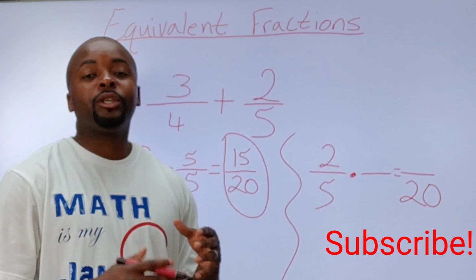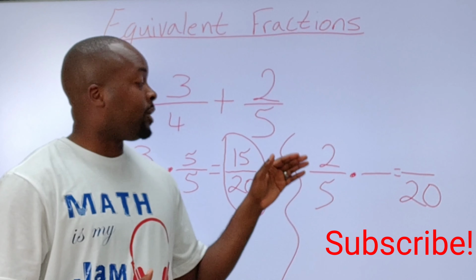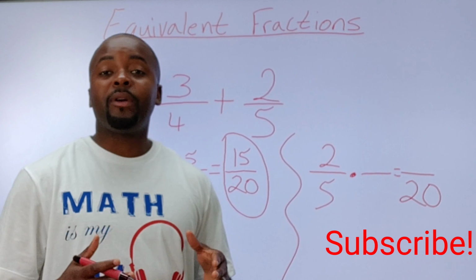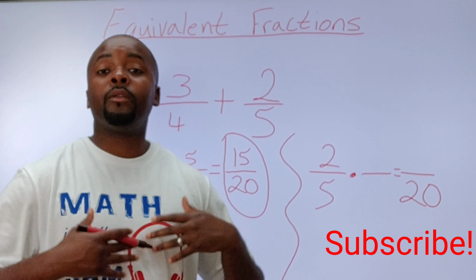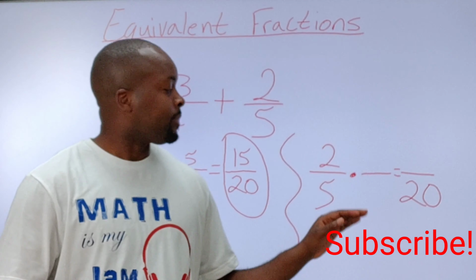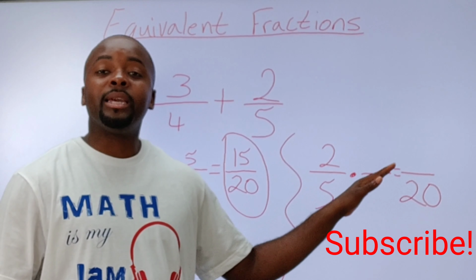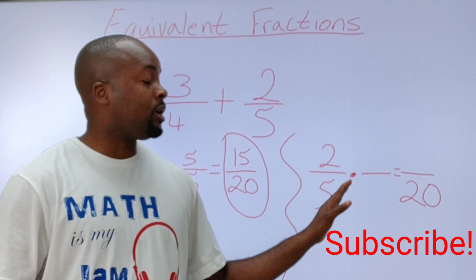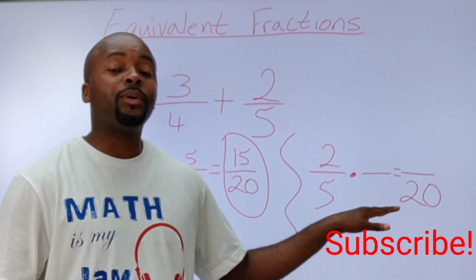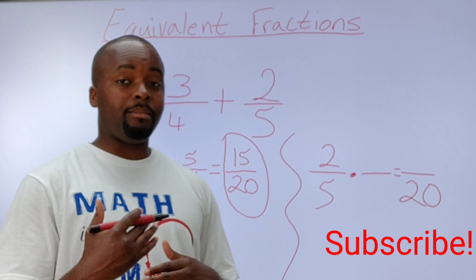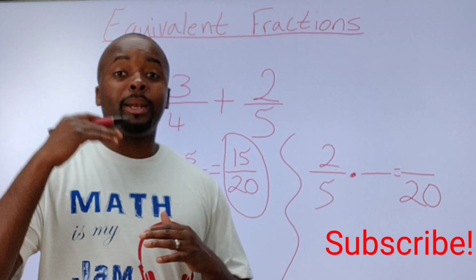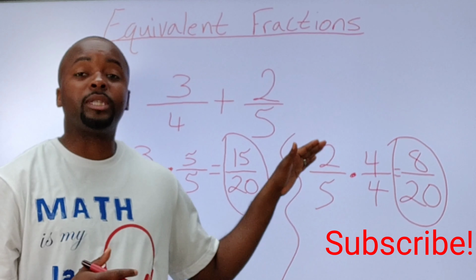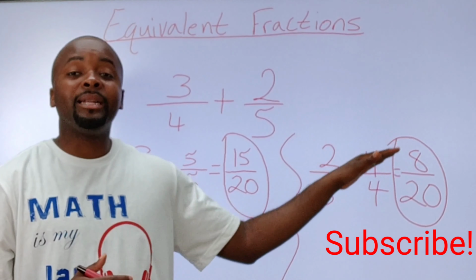And on this side, guys, you're going to do the exact same thing. You're going to say 2/5 times some fraction equals some fraction with a denominator of 20. You guessed it. And so 5 times what equals 20? Well, we know that 5 times 4 equals 20. So we're going to multiply the denominator by 4. If we multiply the bottom by 4, we also have to multiply the top by 4. So our new equivalent fraction for 2/5 equals 8/20.